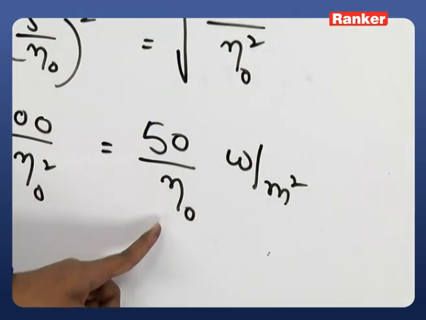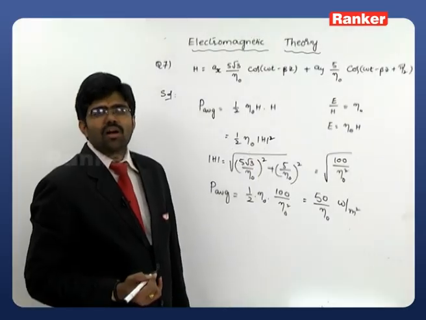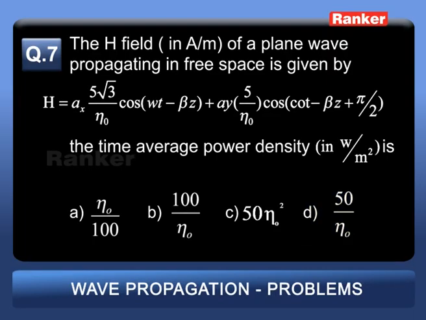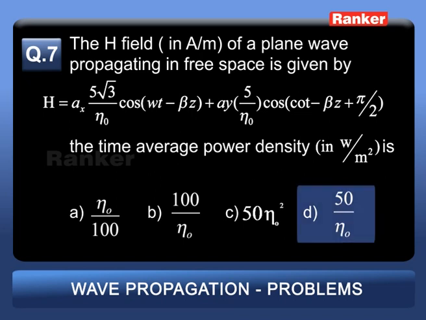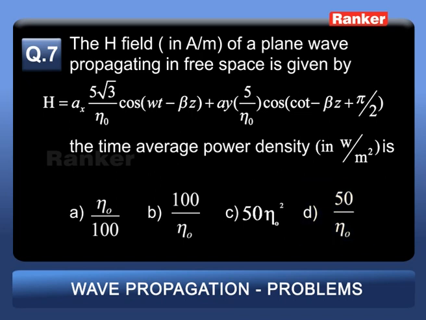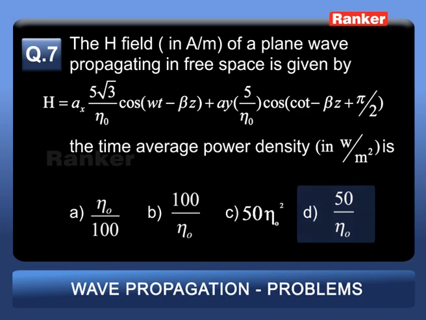So if you obtain this answer, clearly this is matching with our option D. So in this problem, 50 by eta naught, option D is the correct answer. This is a very simple problem.